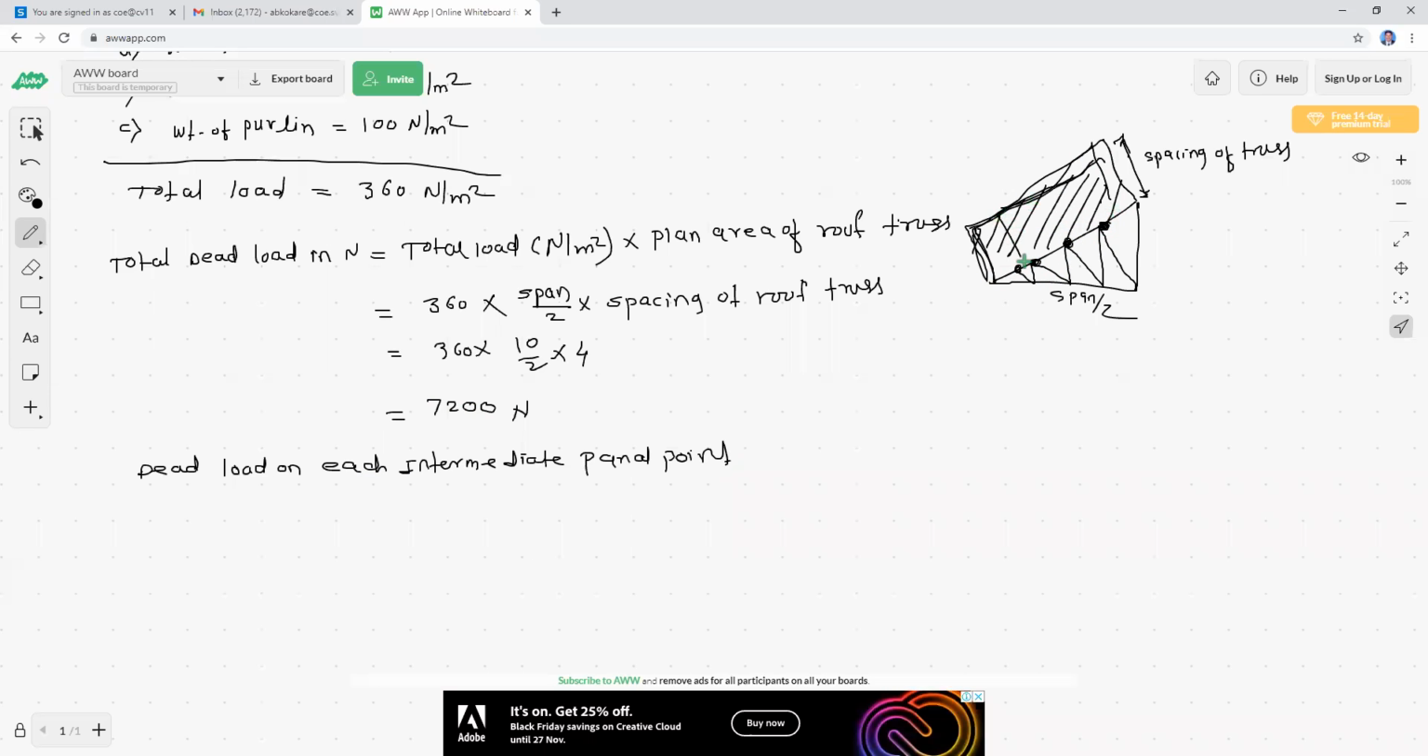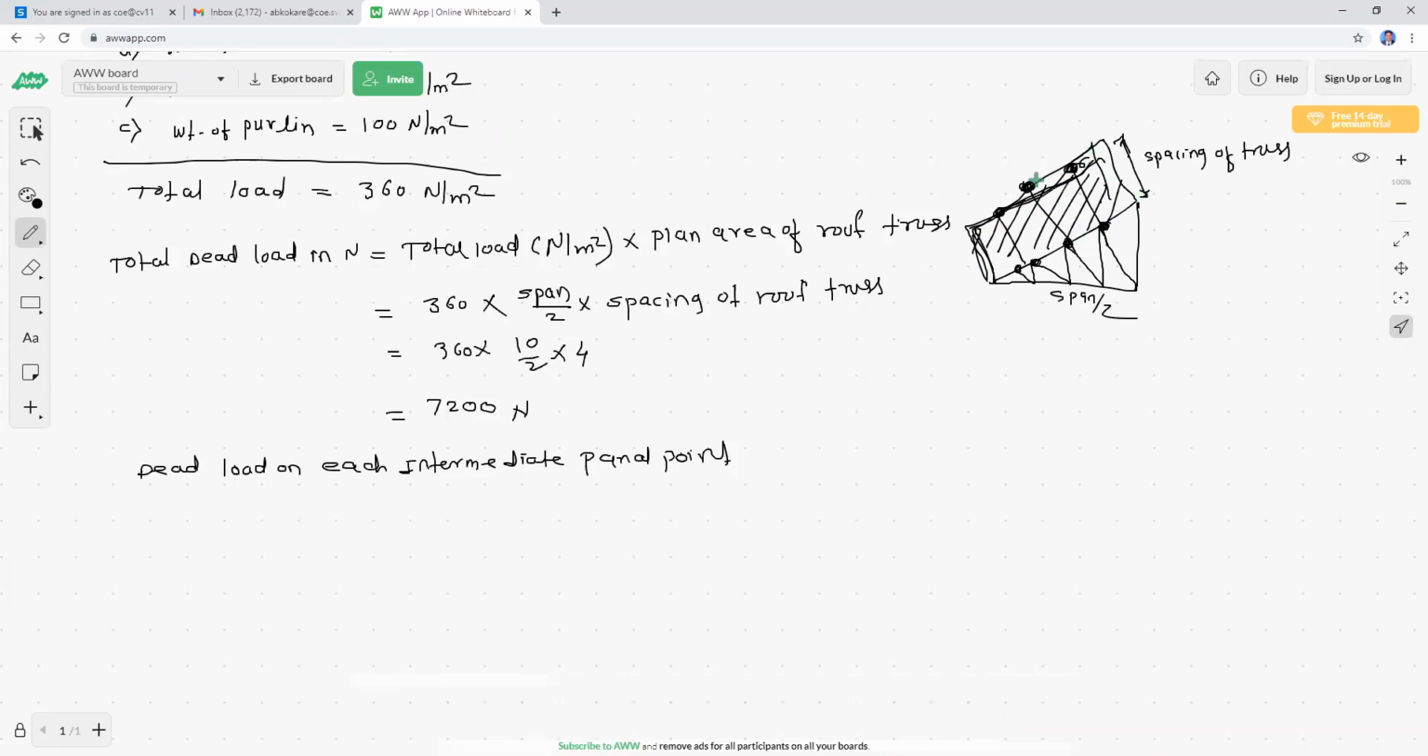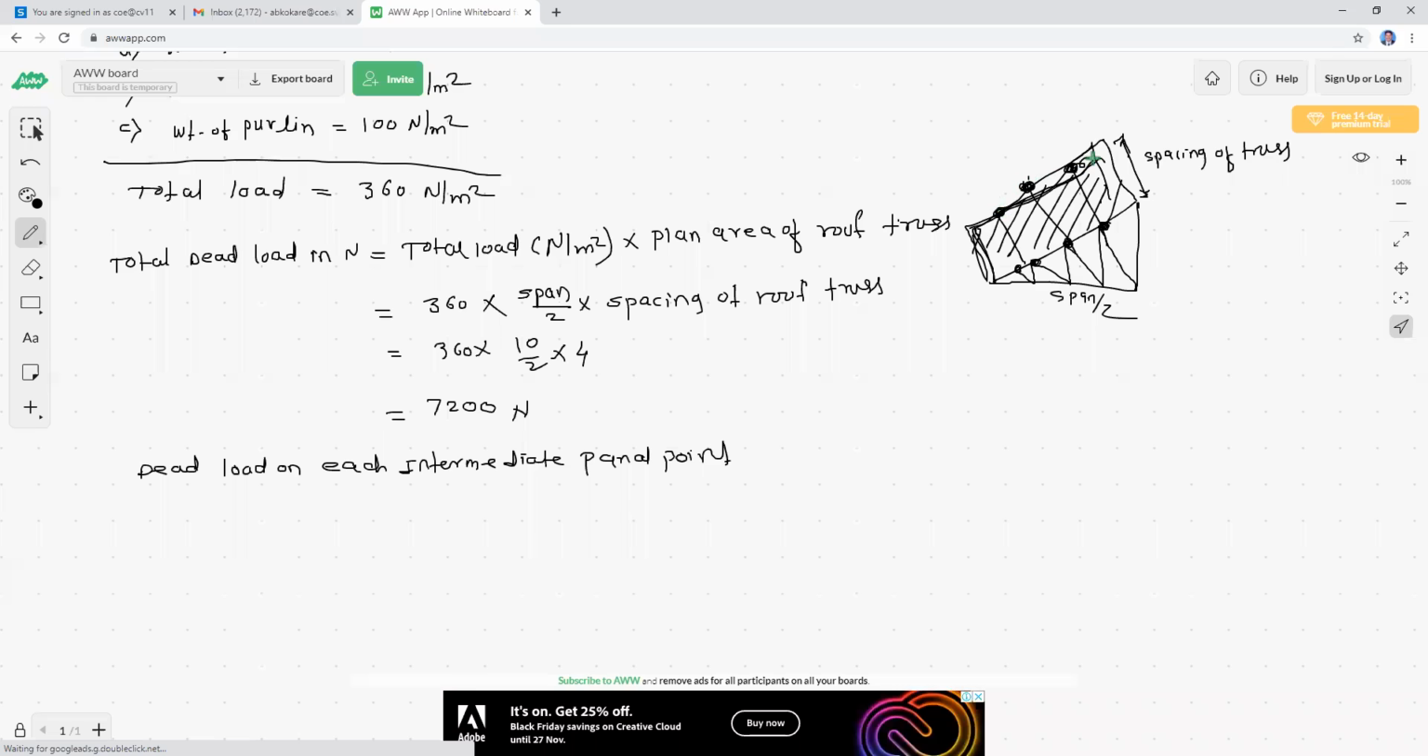Because purlins are provided like these, and this is the sheet area. So finally dead load is coming to these points where supports are there. So on these supports, the dead load is coming. So the total area load is coming to these panel points. So now we have to calculate how much load is coming on these panel points, where your AC or GI sheet is resting.